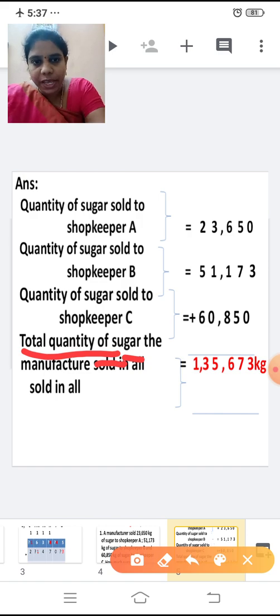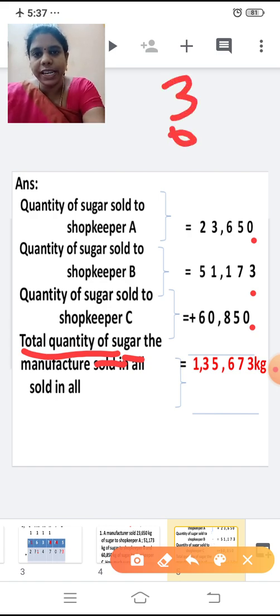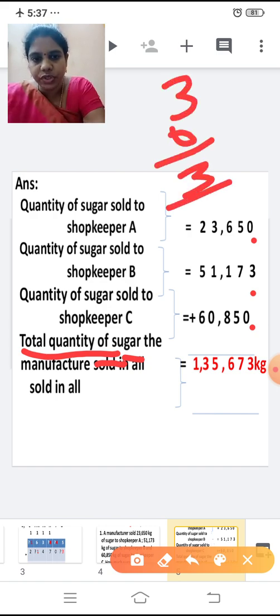So now add the ones place. 0, 3 and 0 we have. 0 plus 3 is 3. 3 plus 0 again 3. So write 3 in the ones place.